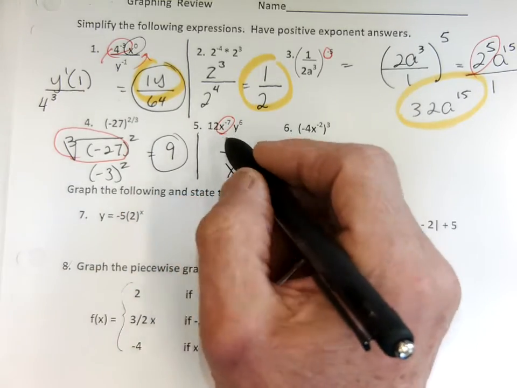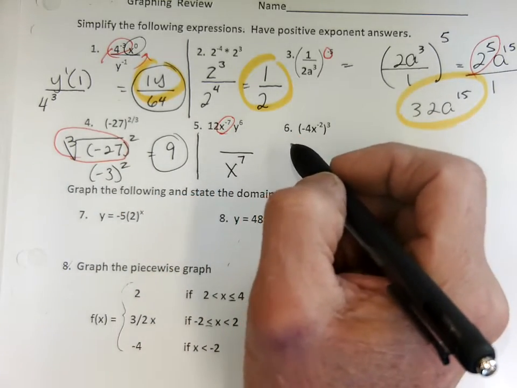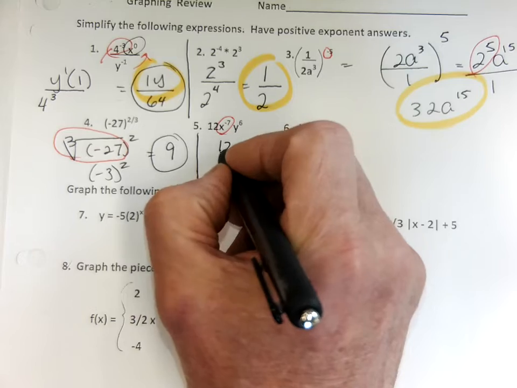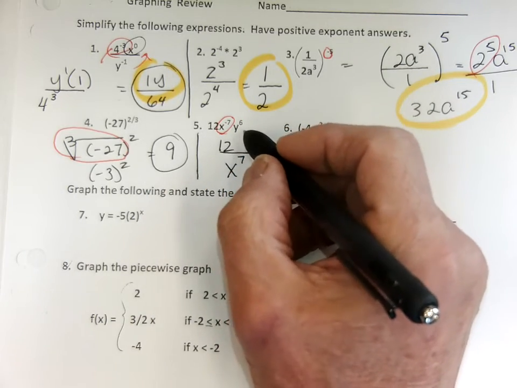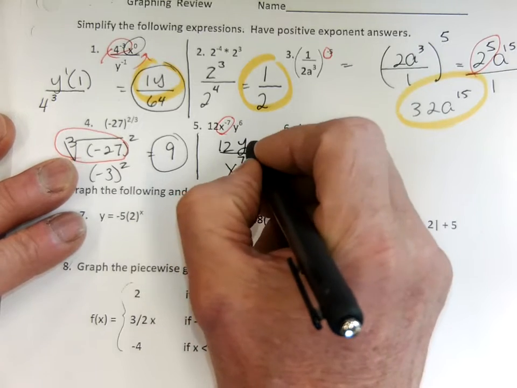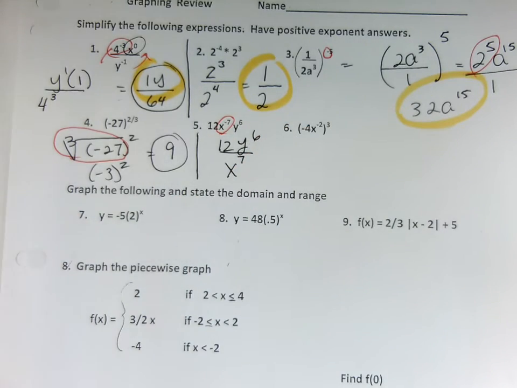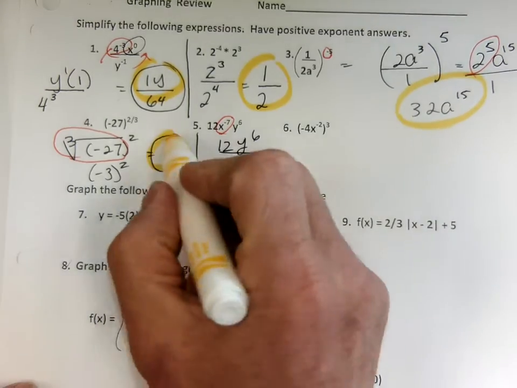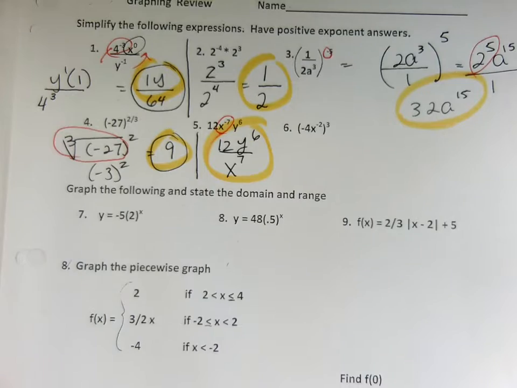Now the 12 is just a regular 12. Don't move it. Y to the 6, it's a positive exponent. Don't move it. This problem we can't simplify any further. We can't do any more to simplify. We're done. This problem is finished. Can't do anything more with it.